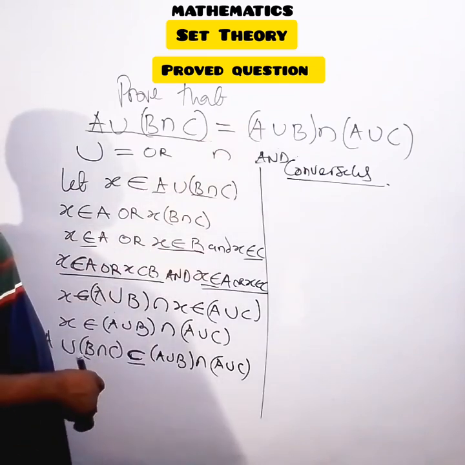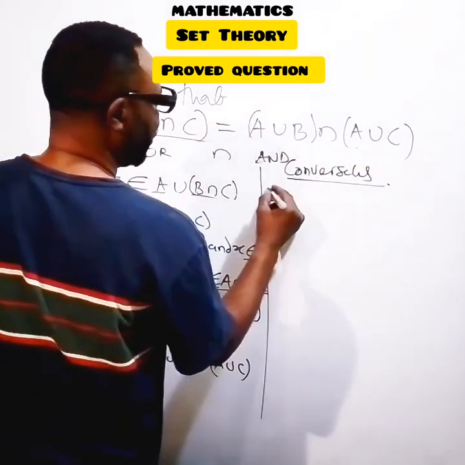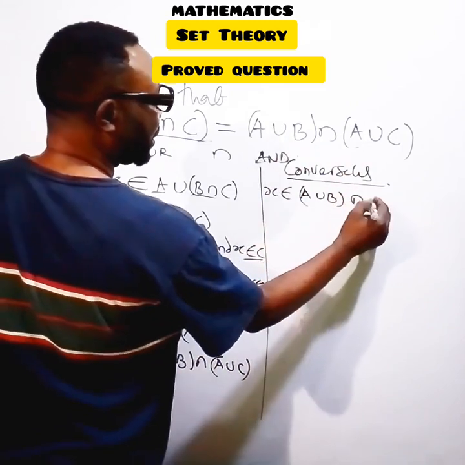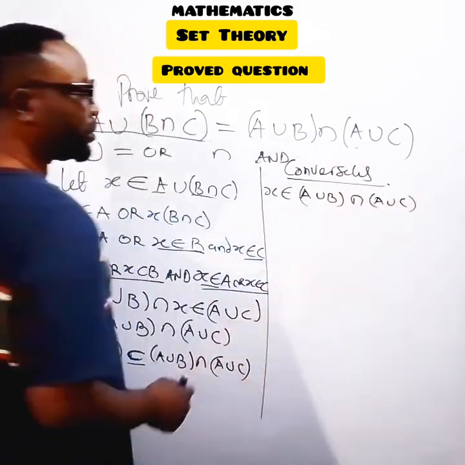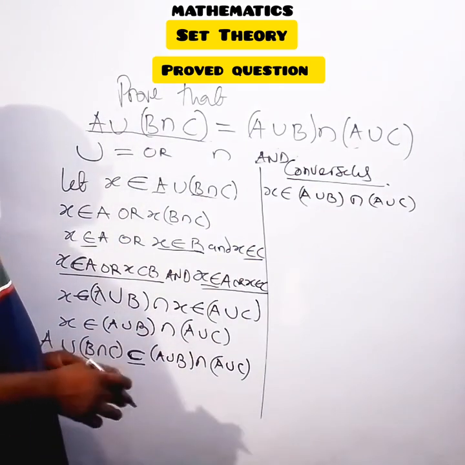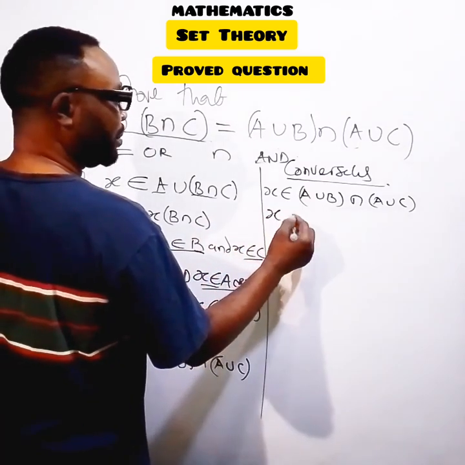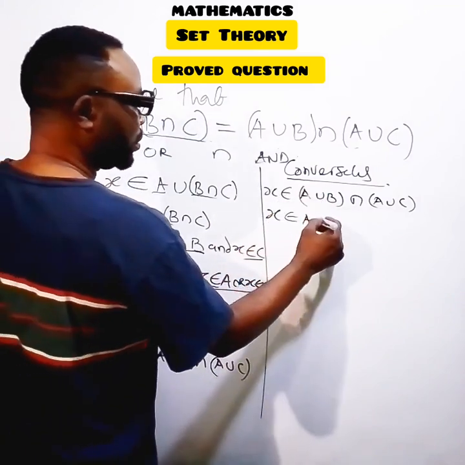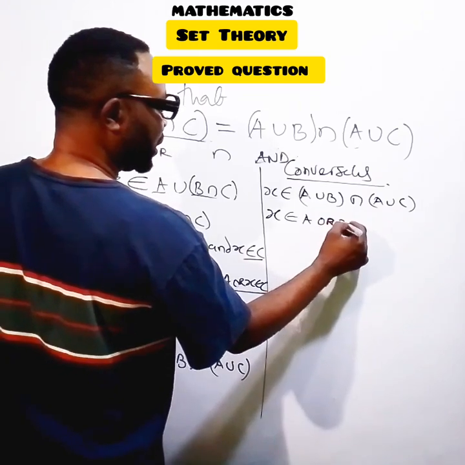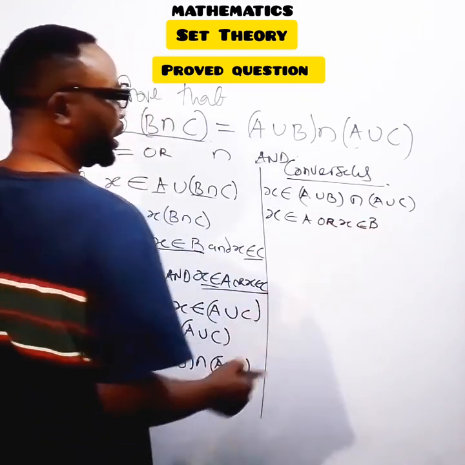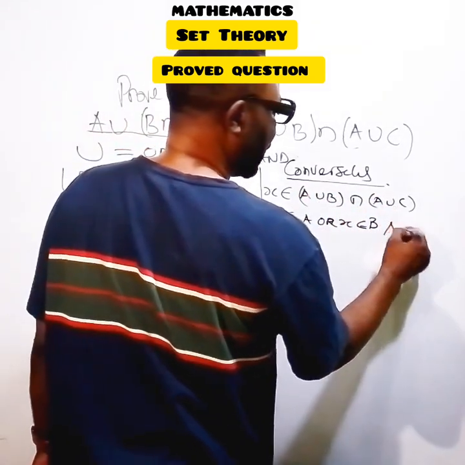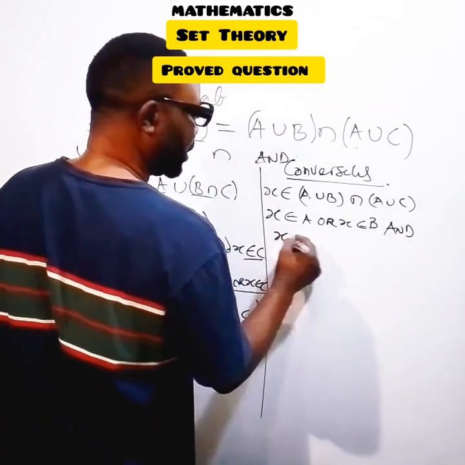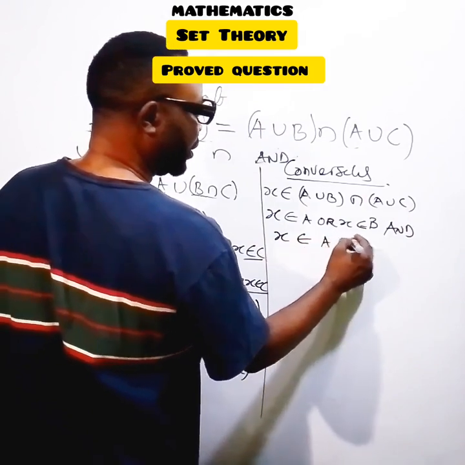Don't forget, I have told you that you are going to say X is a member of everything here first. X is a member of A union B, as it is written, intersection A union C. That's the first thing you will do. Now, after you have done that, you can say that X is a member of A. Union means what? Or X is a member of B. And intersection, that's what? And X is a member of A union C.